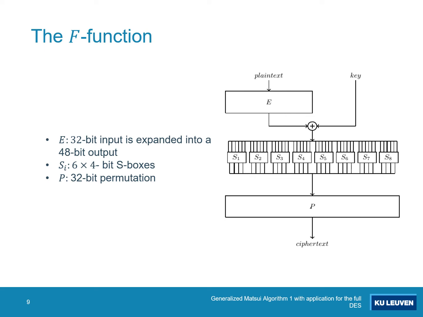The result is divided into 8 6-bit blocks. On each block, a different 6 to 4-bit substitution box is applied. The last operation is the application of the 32-bit permutation P.